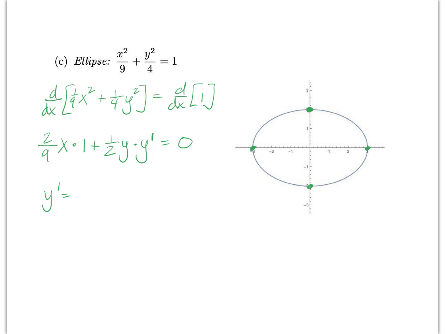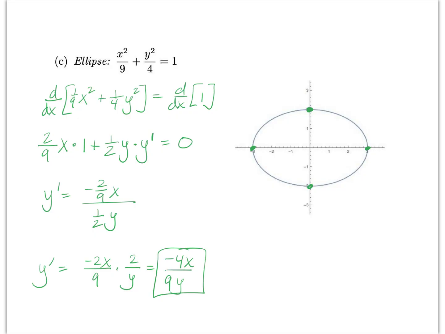So y prime is going to be -2/9 x divided by 1/2 y. And I could simplify that by multiplying the top and bottom of this fraction by, well, I'm not going to multiply the top and bottom. Instead of dividing by a fraction, I'm going to multiply by its reciprocal. So y prime is going to be -2x over 9 times 2 over y, which is -4x over 9y.